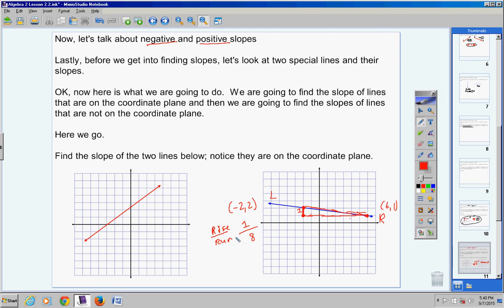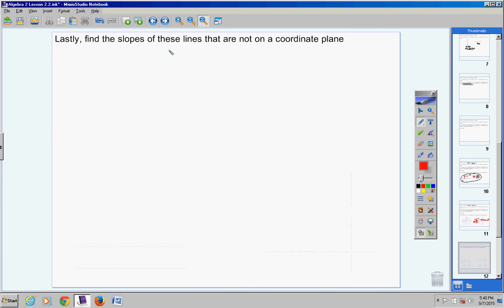does. So your slope is negative 1/8. Negative 1/8. Okay. Alright, now, finally, lastly, let's find the slopes of lines that are not on a coordinate plane. So copy this in your notes. I want you to find the slope of the line that passes through these 2 points.